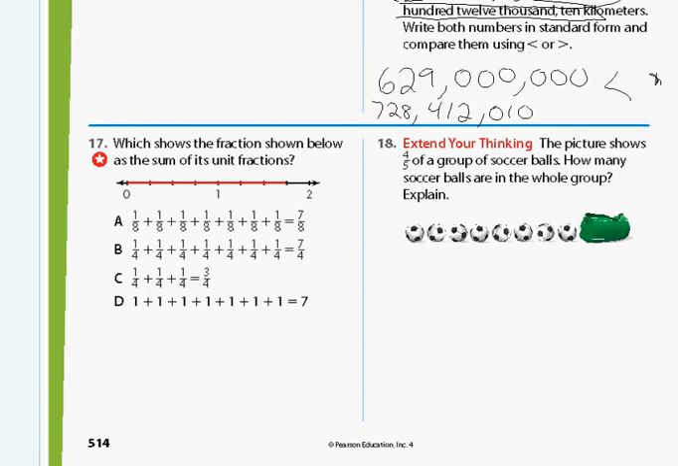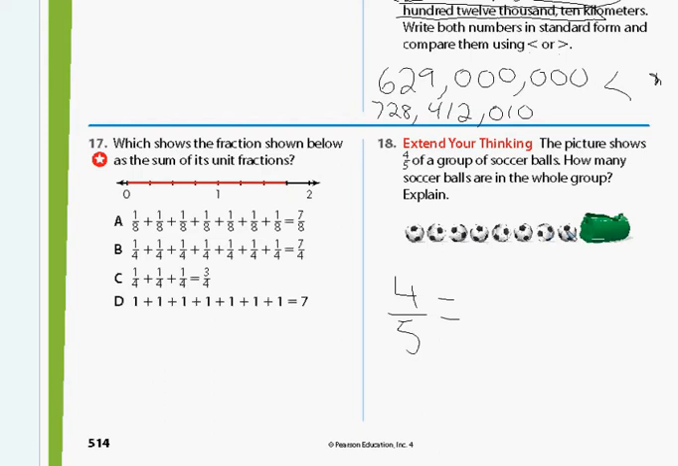But okay, I can see 1, 2, 3, 4, 5, 6, 7, 8 soccer balls there, and they're telling me that's 4/5 of them. So I'm going to write 4/5 right here. That's 4/5 of them. There's 8 soccer balls there.